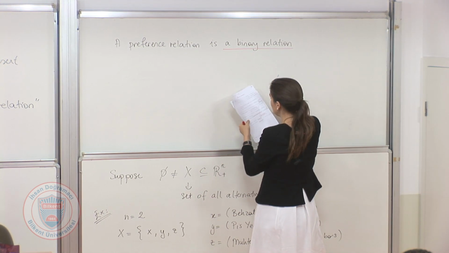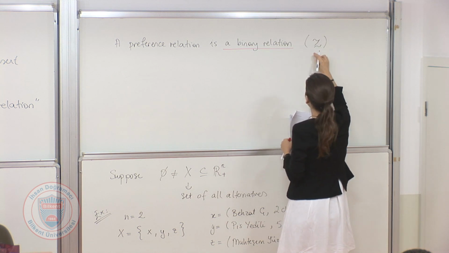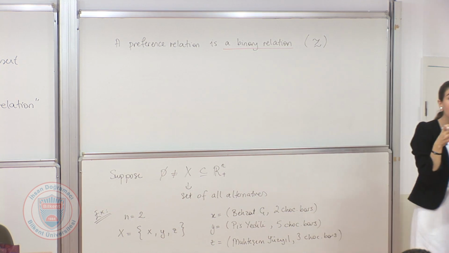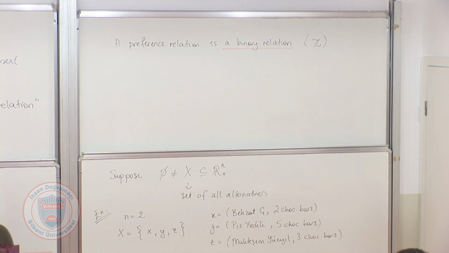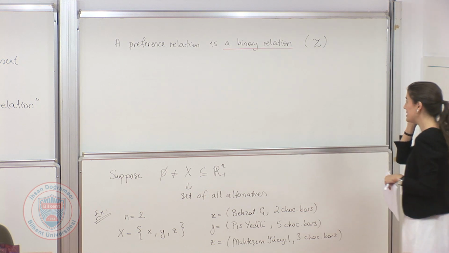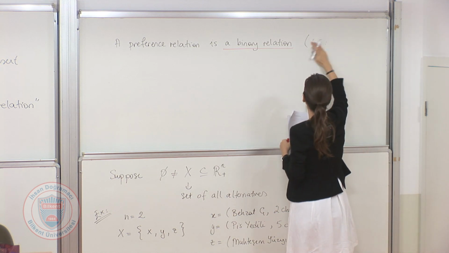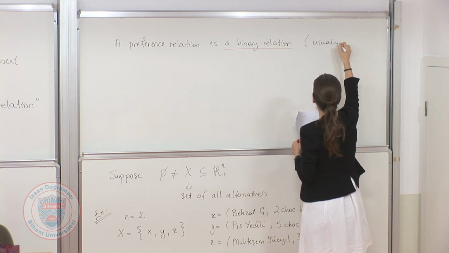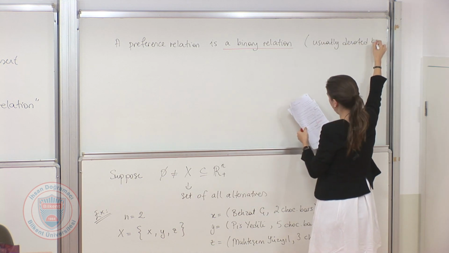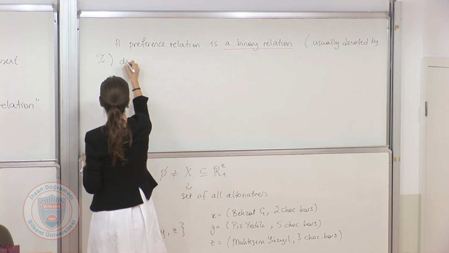So a preference relation is a binary relation, and usually we define the preference relation via this wiggly greater than or equal to sign. Okay, so you know what wiggle means, right? You know the song, right? So it's this sort of wiggly greater than or equal to sign, right? It's a binary relation, and usually we denote it like this. Okay, so let me write this. Usually denoted by this, defined on X.